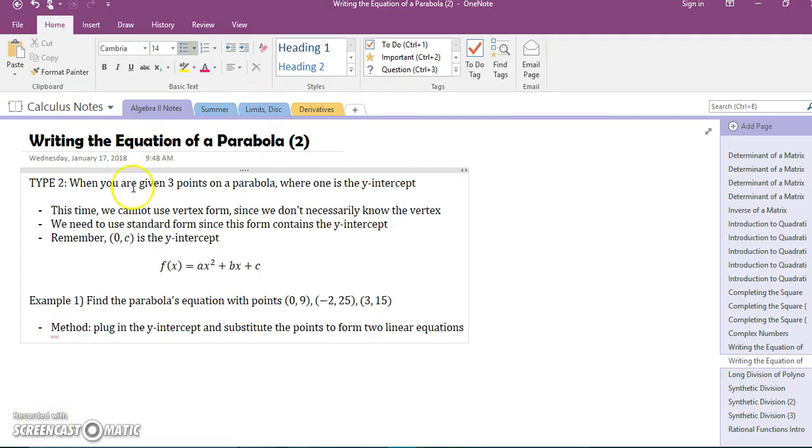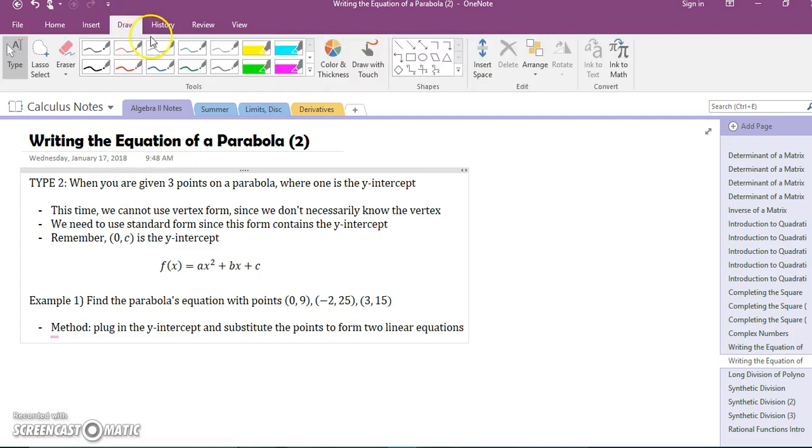All right, so here's the next type of equation that you're going to be able to write. This is whenever you're given 3 points on a parabola, and for this method to work, one of those points needs to be the y-intercept. So this time we cannot use the vertex form like we did the last time because we don't necessarily know the vertex. It could be that one of these 3 points is the vertex, but we don't know that ahead of time. So what we're going to use is the form of an equation that has the y-intercept in it, which is standard form. And remember that c value here is going to be the y-intercept.